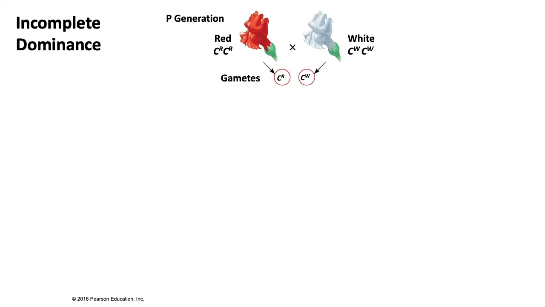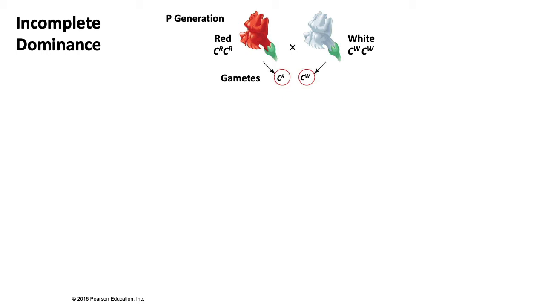This flower is a snapdragon. There is a gene that helps control flower color in the snapdragon that comes in two different versions. One of the alleles will make the flower color red, and one of the alleles will make the flower color white.